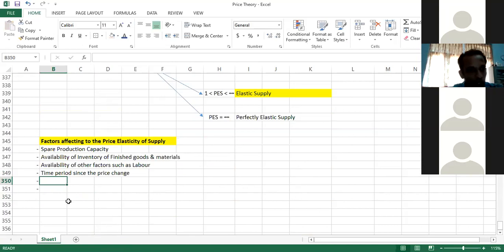Another factor, maybe if the firm is producing several products, and the factors used to produce other goods can be used for this product also, then it is possible to increase the supply. That is substitute. Exactly, that is called factor substitutability.